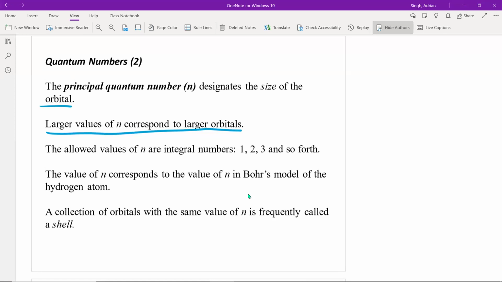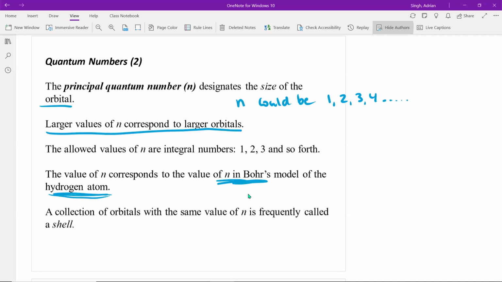Okay, so integral numbers, so n could be 1, 2, 3, 4, etc. Okay, it starts with 1 and it goes in whole number increments. The bigger the value for n, the larger that orbital is. Okay, so that's something to keep in mind. The value of n, like we mentioned before, corresponds to the value of n in Bohr's model of the hydrogen atom.